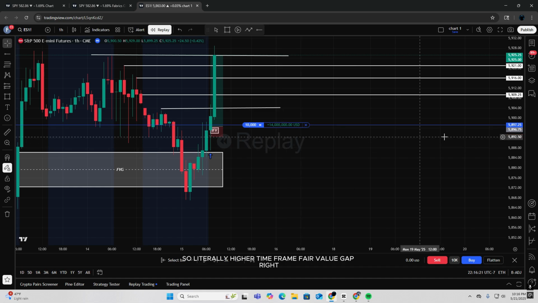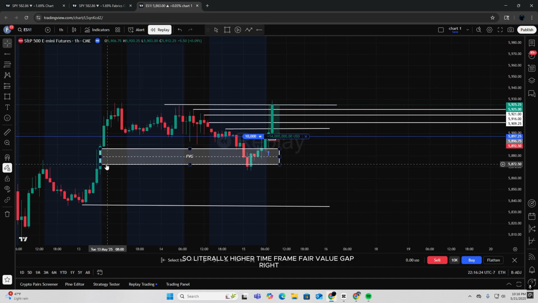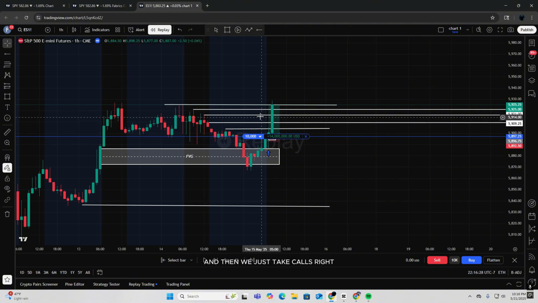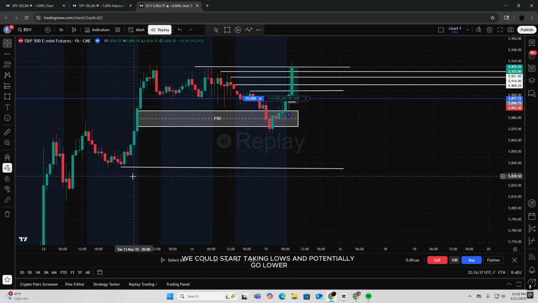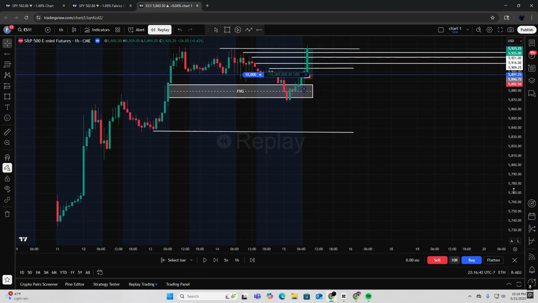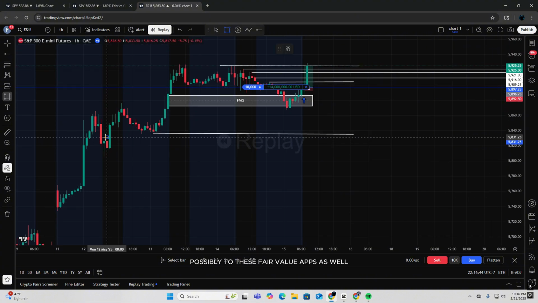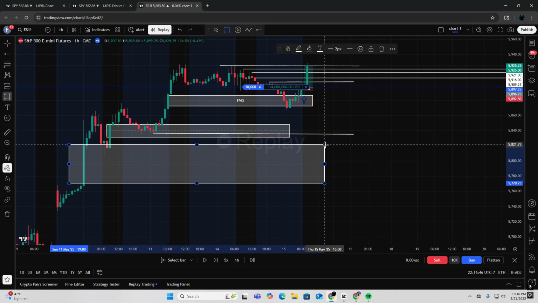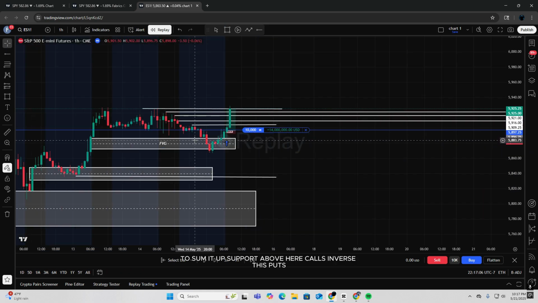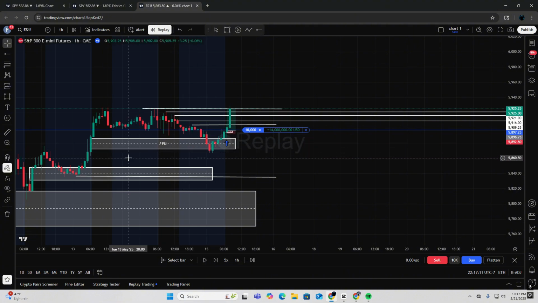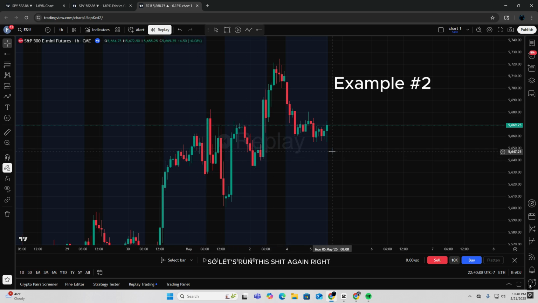So literally higher time frame, fair value gap, right? And then we wait for the confirmation that we're gonna hold, and then we just take calls, right? However, if we inverse our only higher time frame of support, then yeah, we could start taking lows and potentially go lower, right? Possibly to these fair value gaps as well. Again, to sum it up, support above here, calls. Inverse this, puts.